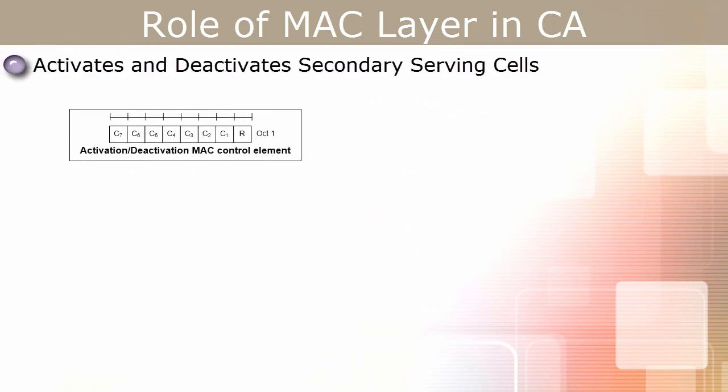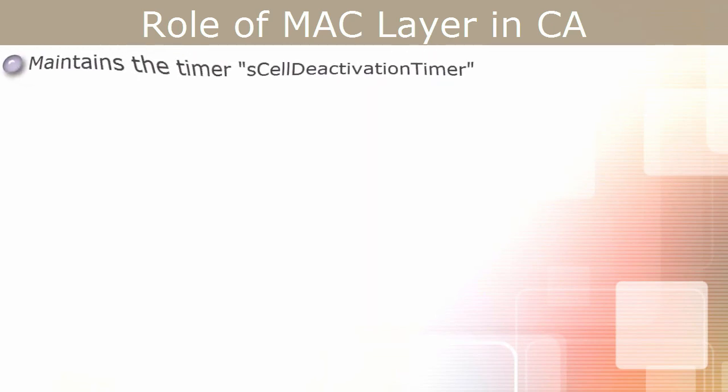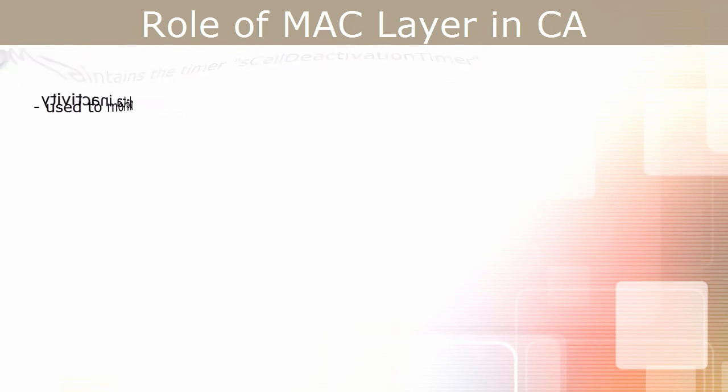Secondary cell is always in deactivated state after addition and after a handover. MAC control element is used by eNodeB to activate and deactivate the secondary cell. MAC entity maintains a timer, sCellDeactivationTimer, per configured secondary cell and deactivates the associated secondary cell upon its expiry. This timer is used to monitor data inactivity. This timer is optional and is configured by RRC layer of eNodeB.